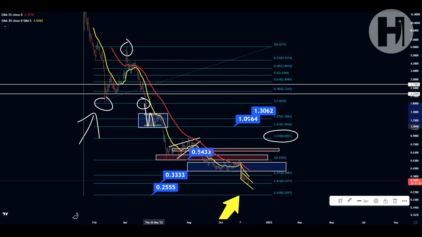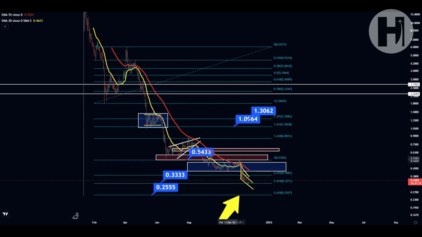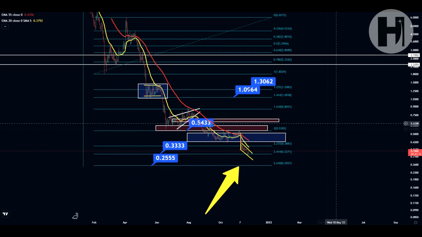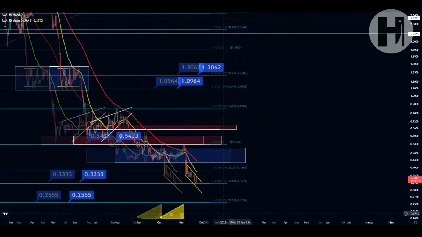And we had a little trading range here before we capitulated all the way down to the second fib level at 54 cents. Now, Glmr is way below that as well. We're currently trading above the 2.414 Fibonacci retracement level. I did give you this quite a bit ago.